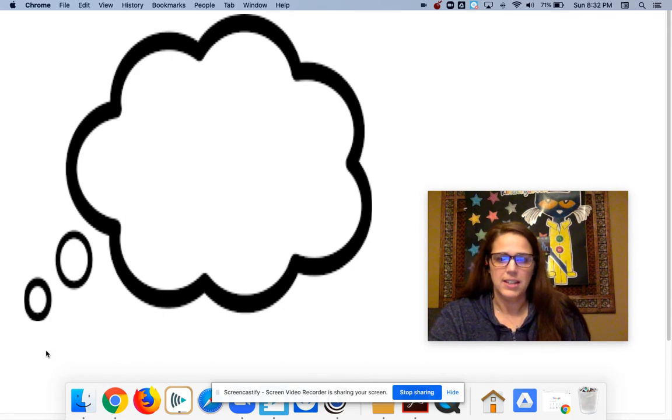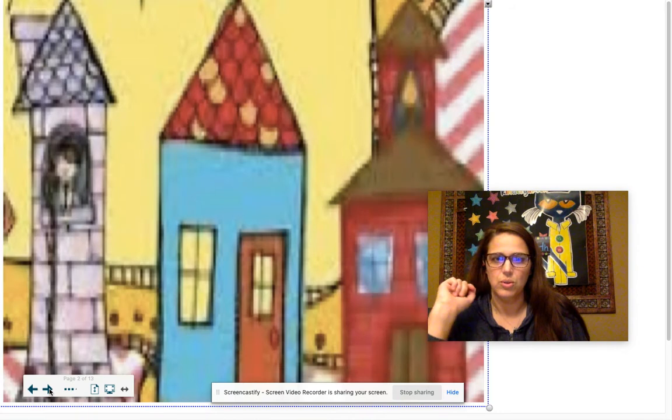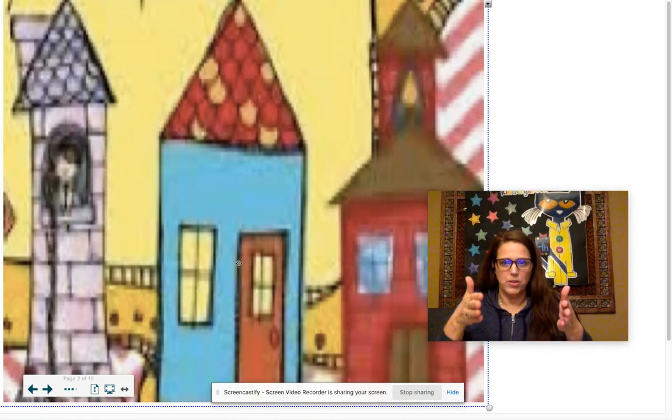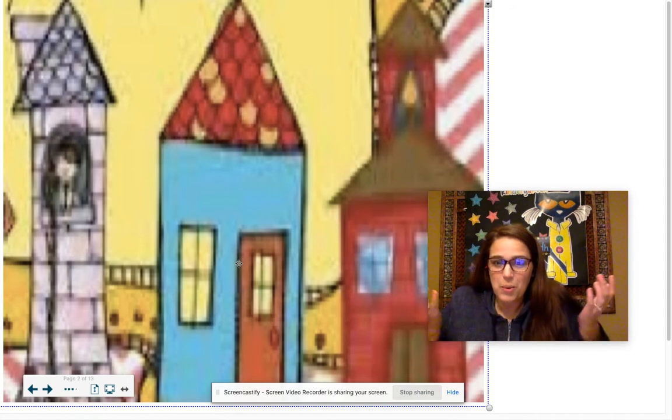I'm going to go on to the next page here because as you are writing your story, one thing you want to think about, this is a little bit fuzzy here, but these are houses. You see a house and a school and a castle. One thing you want to be thinking about is the setting. Where does the story happen? That's what setting means. Where does the story happen?